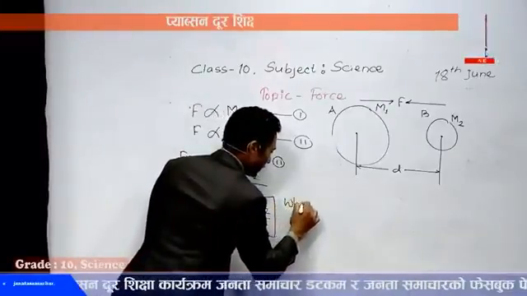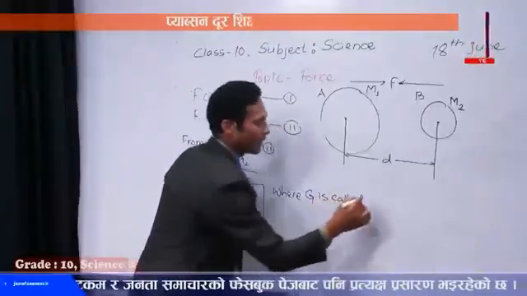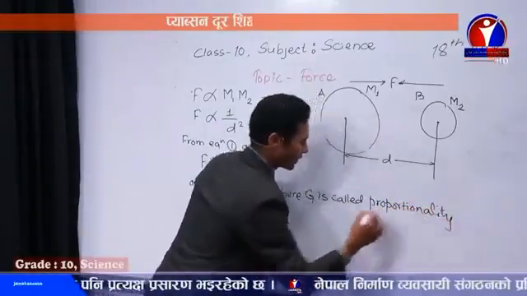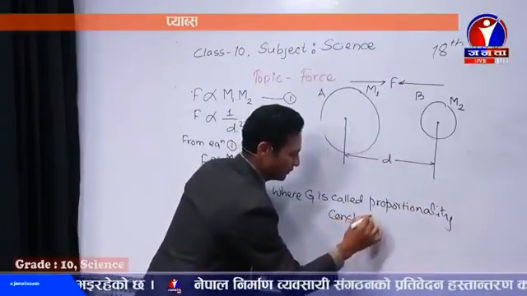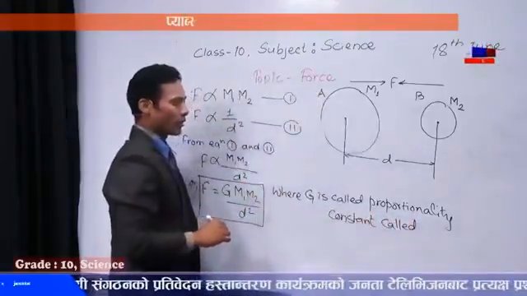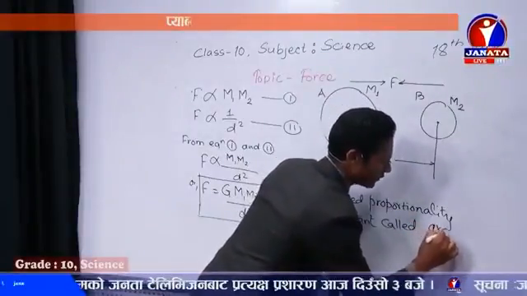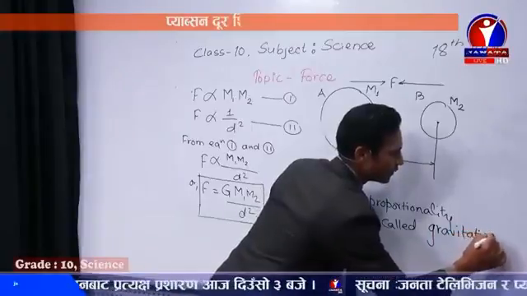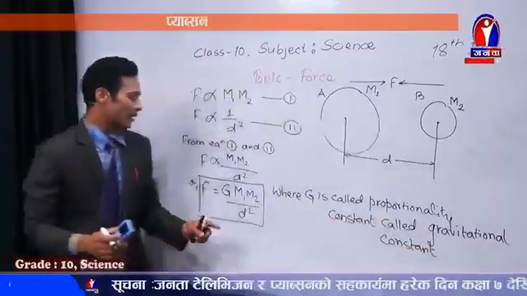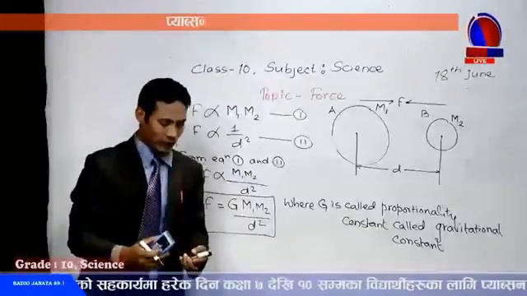Where G is called the proportionality constant, called the gravitational constant. So this one is the mathematical form for the universal gravitational law. Clear this one?